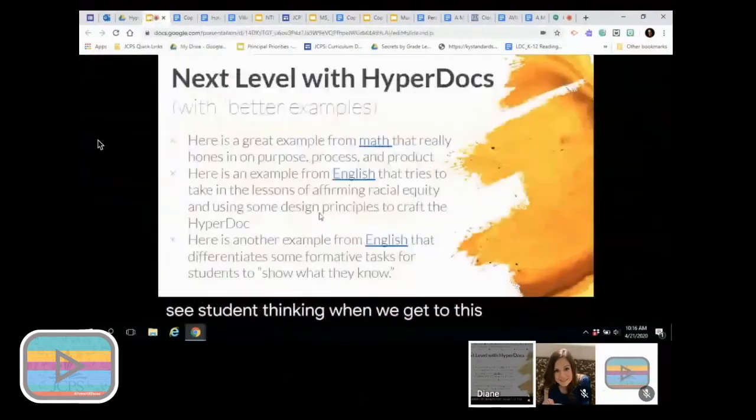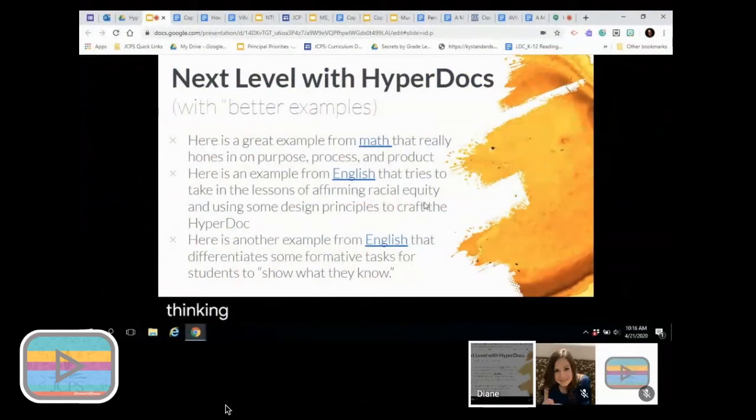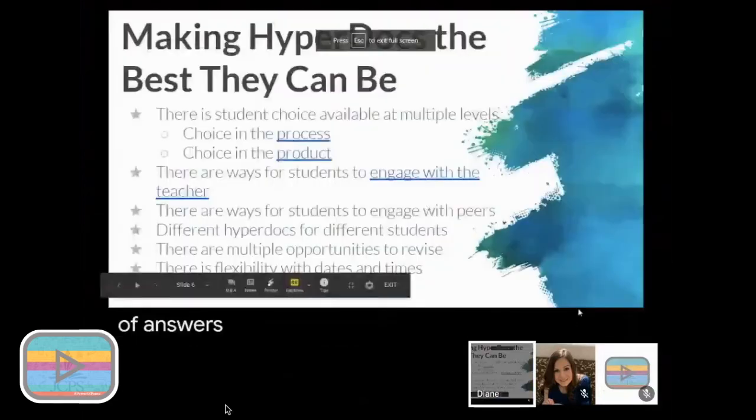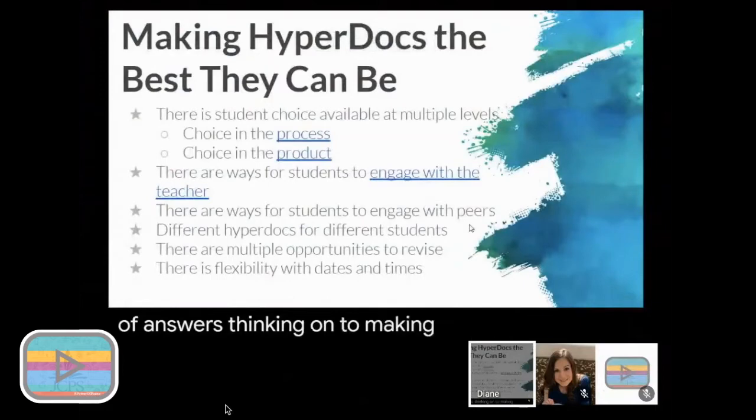When we get to this next level with Hyperdocs, we're not usually getting just one product or one pat answer in the formative assessment along the way. We are getting at student thinking, and we're also learning which choices they make. We shouldn't be seeing the same exact answer over and over again, but a depth and variety of answers. So thinking on to making Hyperdocs the best that they can possibly be, we can look at student choice being available in the process and the product.